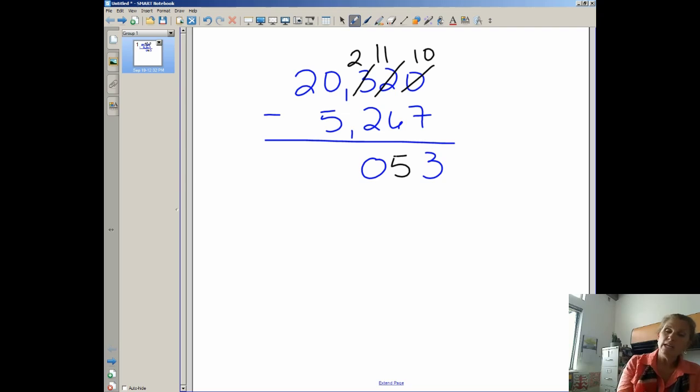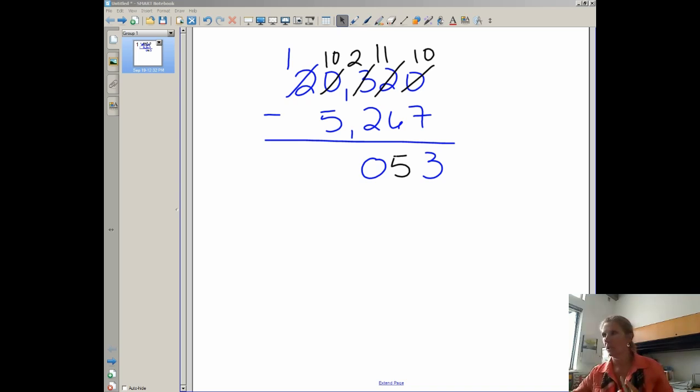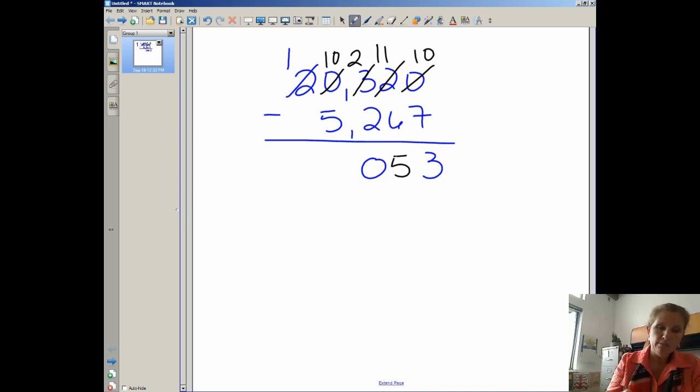And now notice that I have to borrow again because I don't have enough in the thousands place to take the 5 away. So I'm going to borrow 1,000, and I'm going to make this 10. And now I'm ready to subtract. 10 minus 5 is 5, and I don't have anything to subtract here, so I just get 1. So I have 15,053. I think that is my difference.